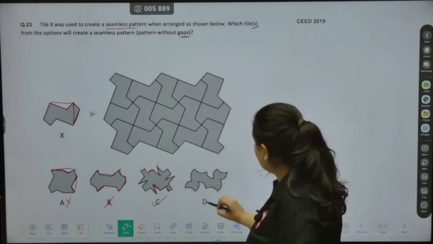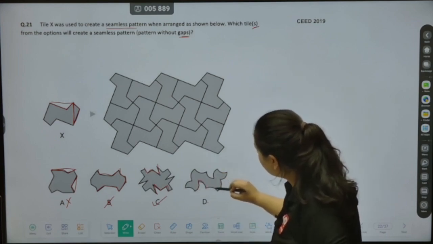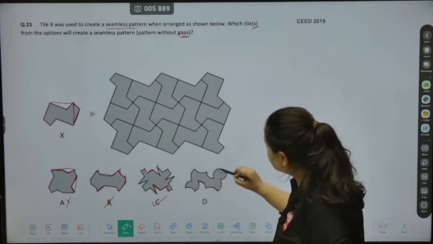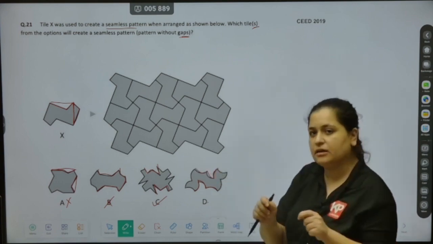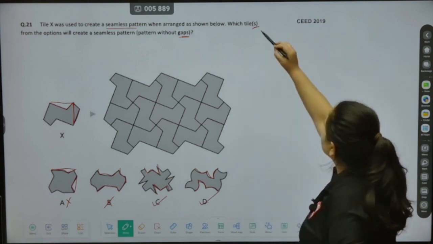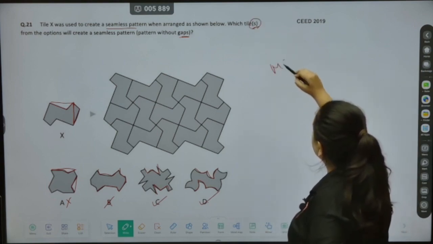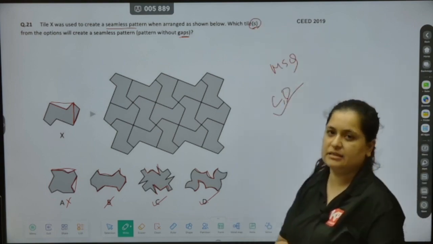And let's check now option number D. This particular pattern made with the curved line is exactly like the one at the top, the shape that the curved line is making. So option number D can also tessellate. So for this, the MSQ type, we have C and D that can tessellate. So that is the answer for us.